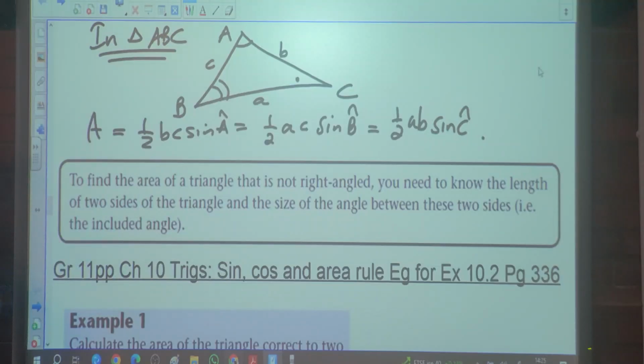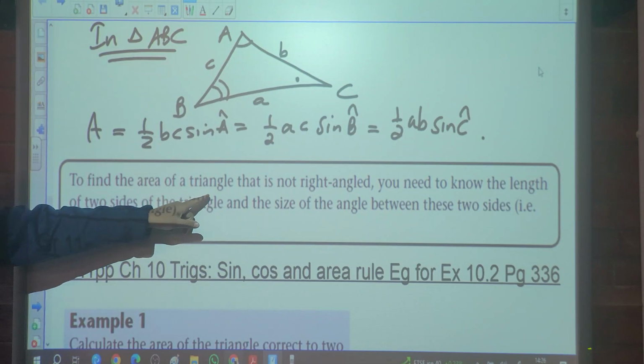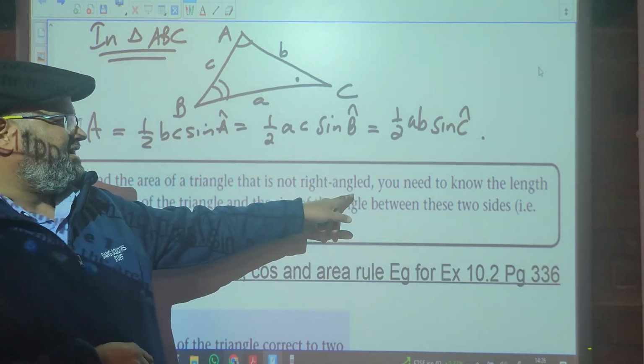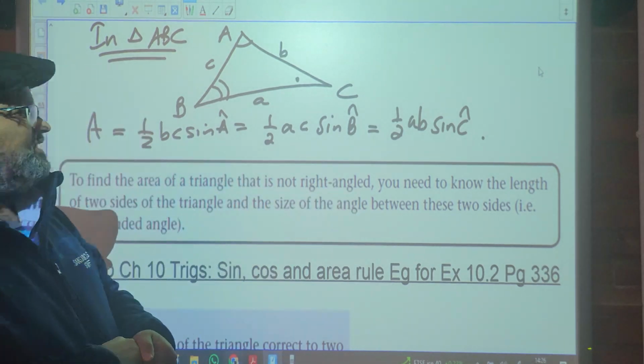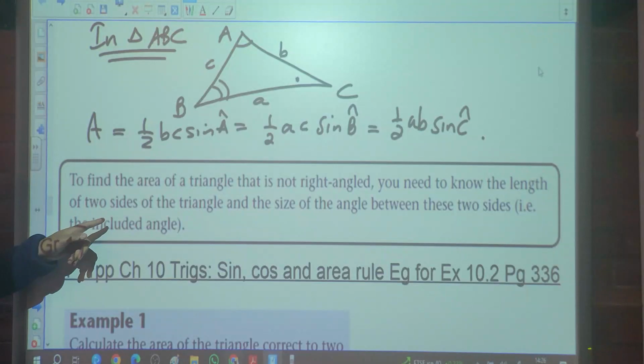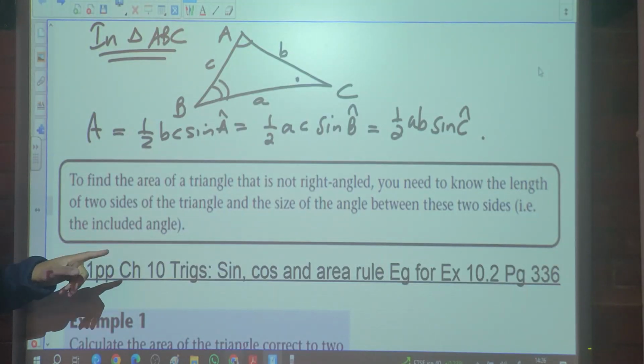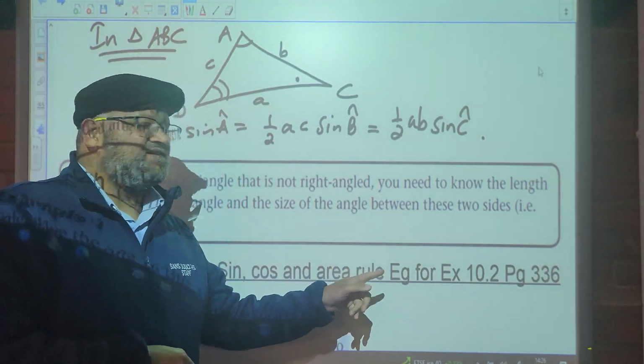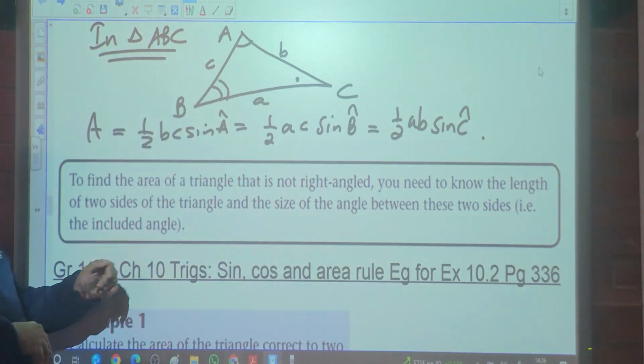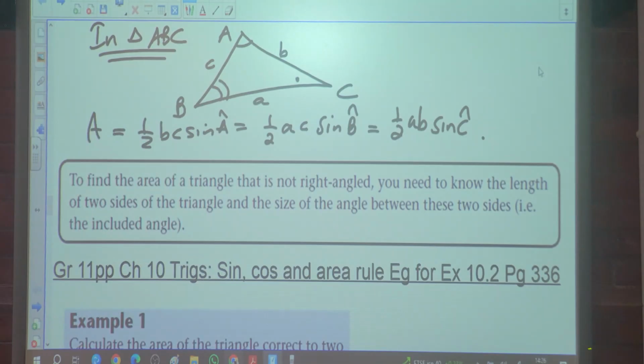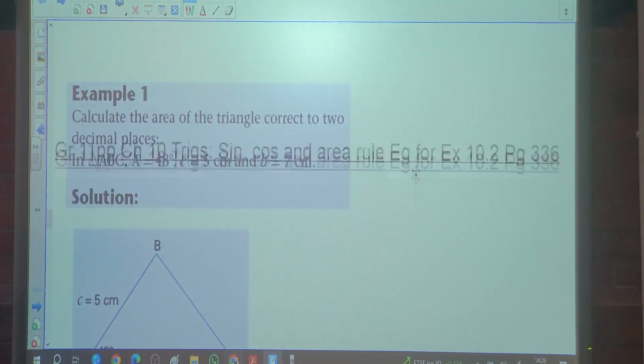Okay, so again, you have to note, I've probably said this already, to find the area of a triangle that is not a right angle triangle, you need to know the length of two sides of the triangle and the size of the angle between the two sides, i.e. the included angle. That is what I highlighted throughout. Not so? Right. Let's carry on.